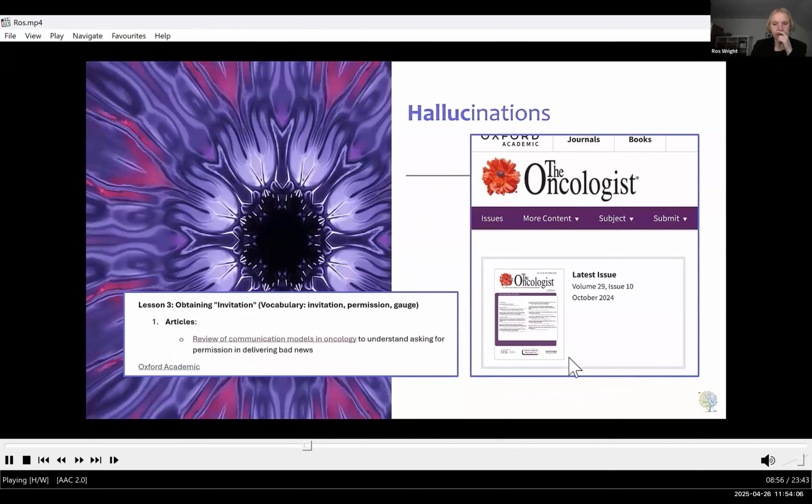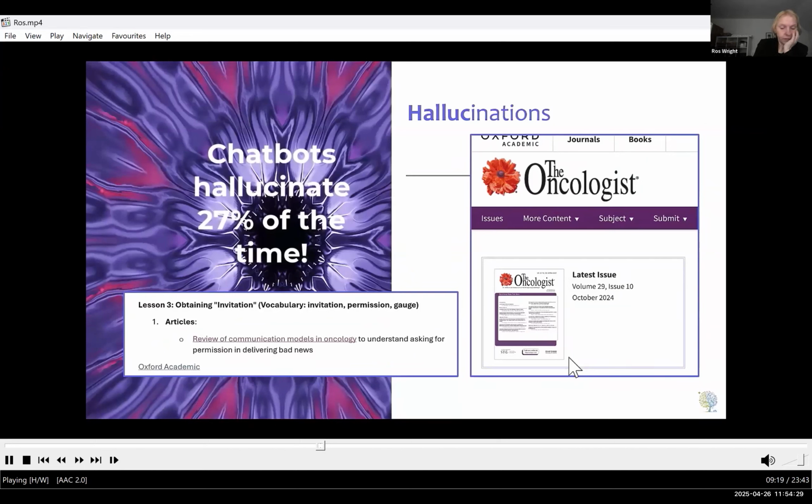If you've not heard of the term, it's when AI algorithms generate false information or misleading results. They look plausible, just like this one, but aren't in fact real. Unfortunately, according to research carried out by IBM in 2023, chatbots like ChatGPT hallucinate 27% of the time. So definitely something to be very wary of.